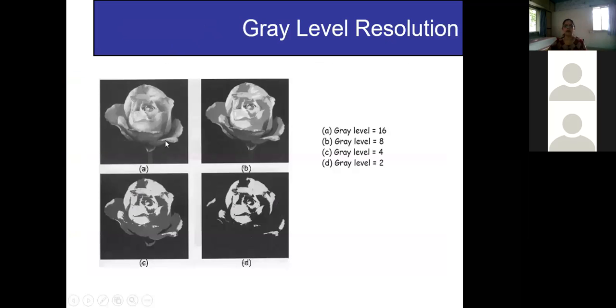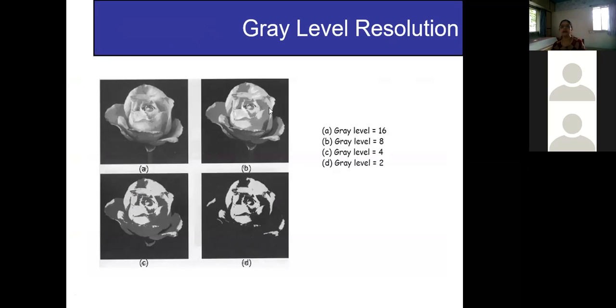So there is one more example. In this particular image, this is a binary image, only two gray levels are used. And in this image, 16 gray levels are used. Okay. So is the difference between spatial resolution and gray level resolution clear to you all? Please type yes or no.